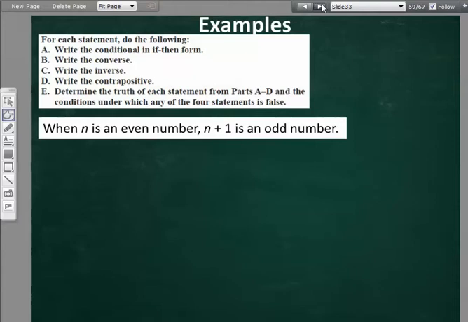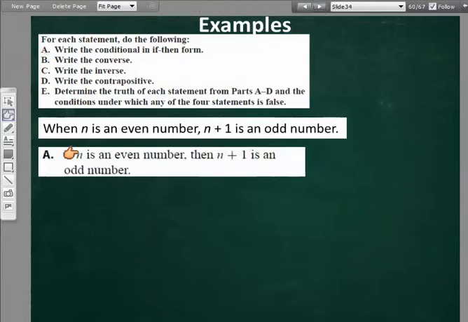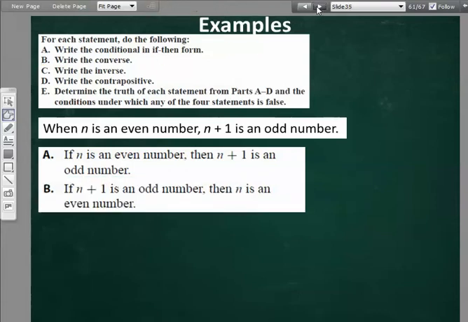We're going to do the same thing. It says when n is an even number, n plus 1 is an odd number. So the first thing that we're going to have to do here is write it in a conditional if-then form. If n is an even number, then n plus 1 is an odd number. Now we're going to have to flip the hypothesis and the conclusion in part B. We'll say if n plus 1 is an odd number, then n is an even number.